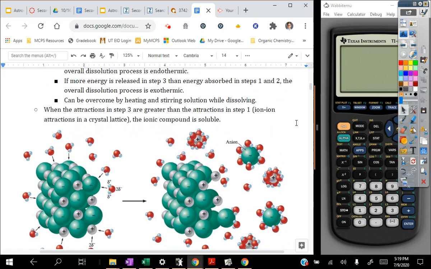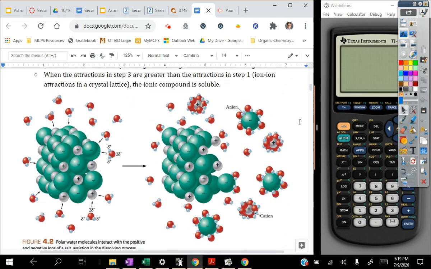When the attractions in step 3 are greater than the attractions in step 1, which are the ion-ion attractions in a crystal lattice, the ionic compound is soluble. So in first year chemistry, we probably lied to you to some extent and just said, oh, everything's soluble, which is not really true. When we get into precipitation reactions, there are certain ionic compounds that are insoluble. And as a result of them being insoluble, they cannot overcome step 1, which is breaking away from the lattice. It doesn't matter how much water you throw in there, it's not going to be quite enough. Usually you need something stronger to help it dissolve.